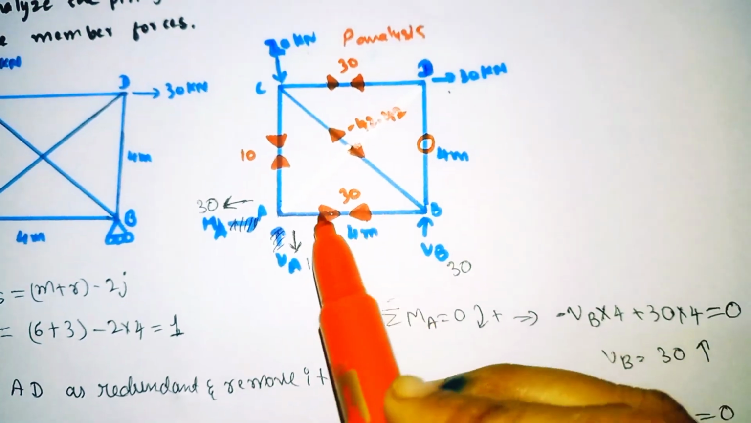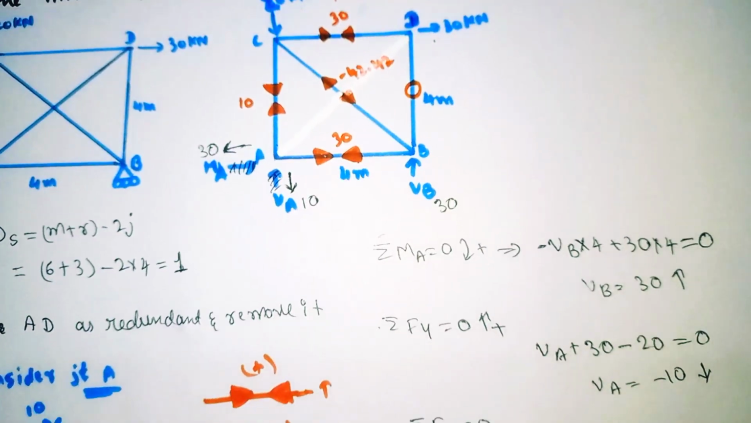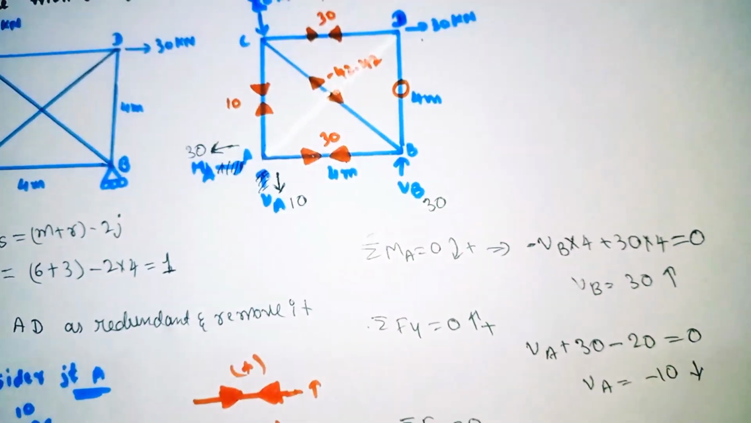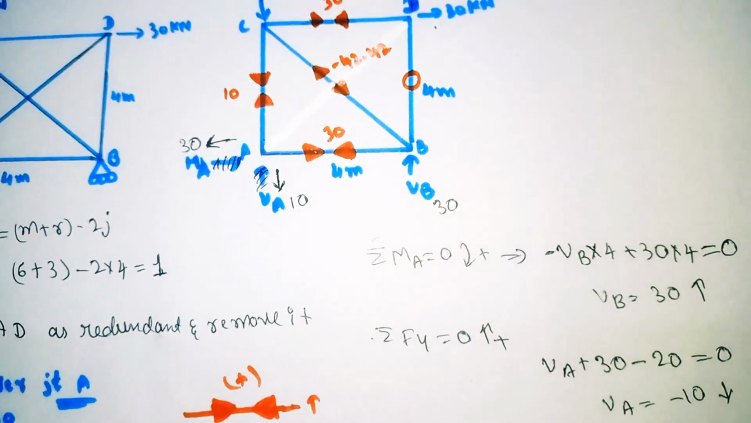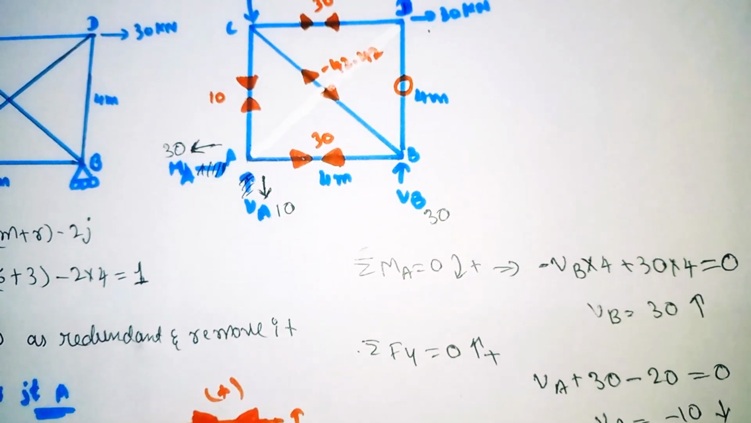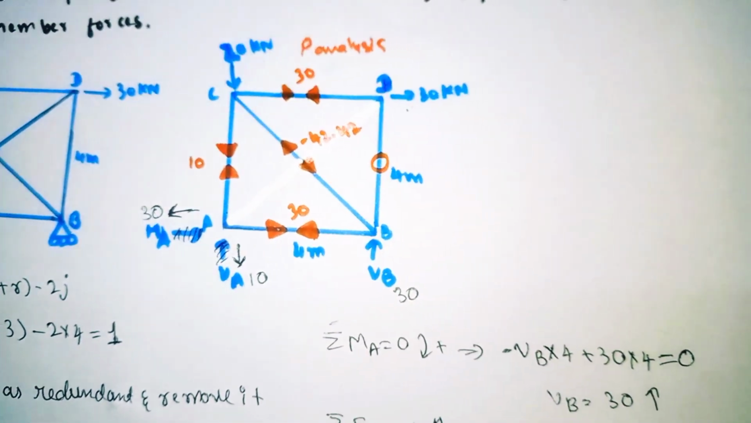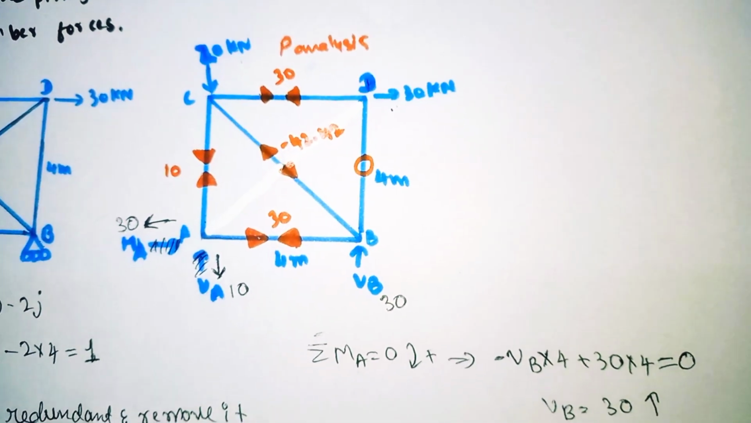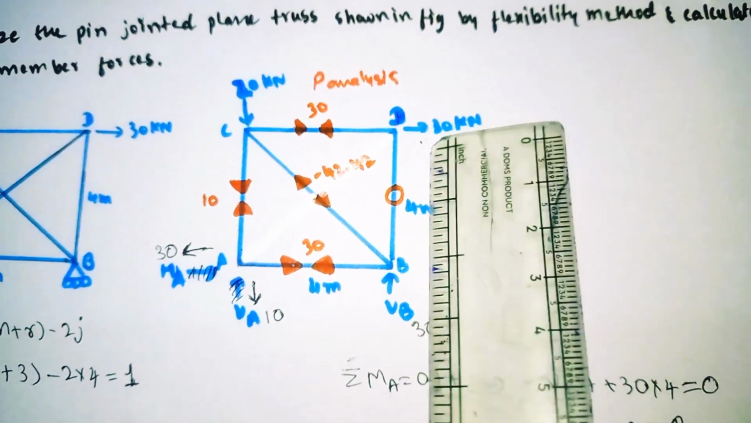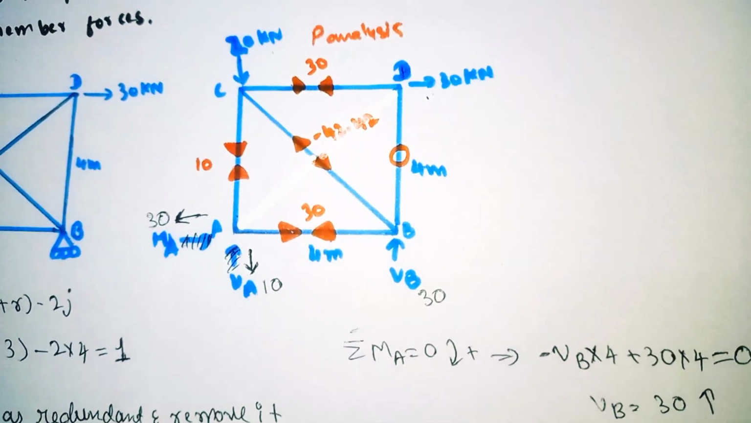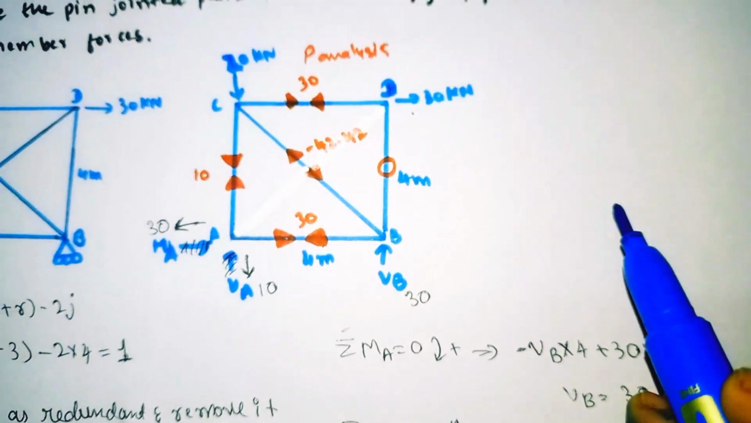Keep it as 0. Now we have calculated all the member forces of the P analysis. The calculation of all the forces in the P analysis is completed. Now we need to go for the K analysis. K analysis means we need to apply the unit load of 1 kilonewton at the member we have considered as the redundant, and we have to remove all the external loads, that is 20 kilonewton and 30 kilonewton. We only apply the unit load of 1 kilonewton. I will draw the diagram here and explain how to analyze that.